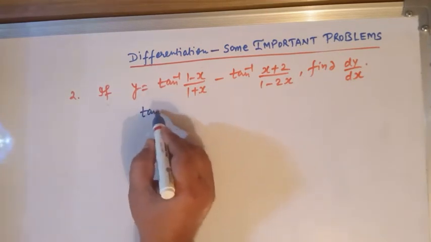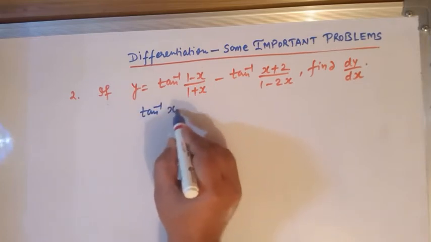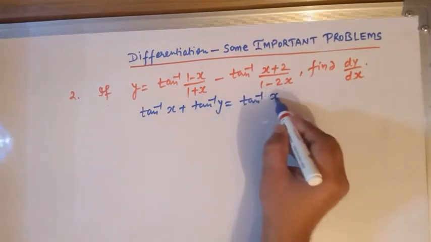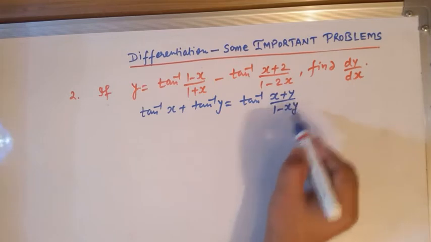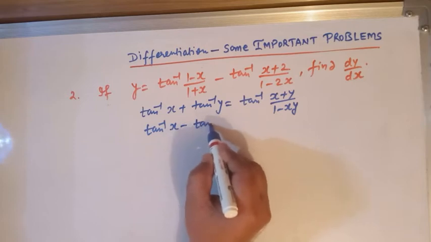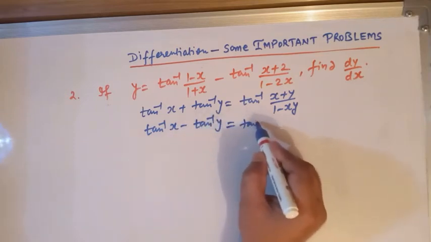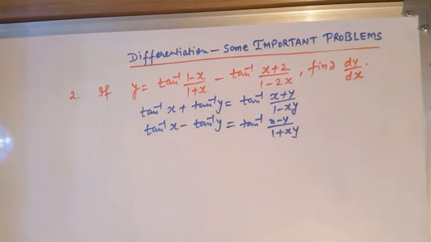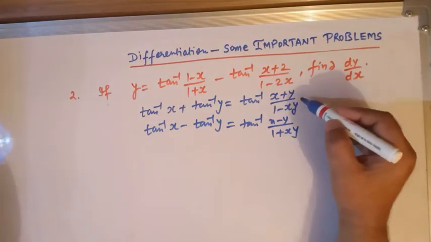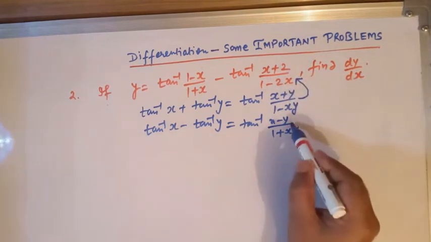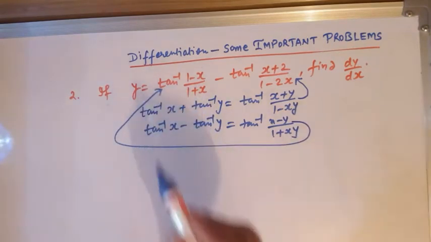Here I am telling you this formula: tan inverse of x plus tan inverse of y is given by tan inverse of (x plus y) over (1 minus xy). Similarly, we have tan inverse of x minus tan inverse of y is equal to tan inverse of (x minus y) over (1 plus xy). Clear? So viewers, this formula will be used in this expression, and this formula will be used here.